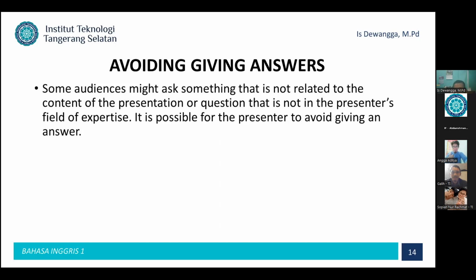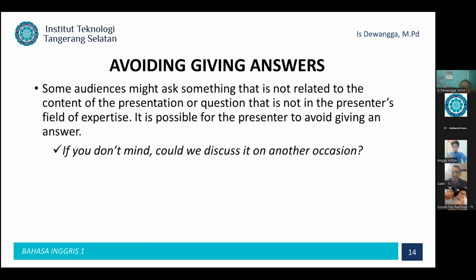So it is possible for the presenter to avoid giving an answer. It is allowed for the presenter to decline to answer the audience. If there are many questions that are unrelated or that you don't understand, you can avoid giving an answer. You might use these expressions below. "Guys, if you don't mind, could we discuss it on another occasion?"